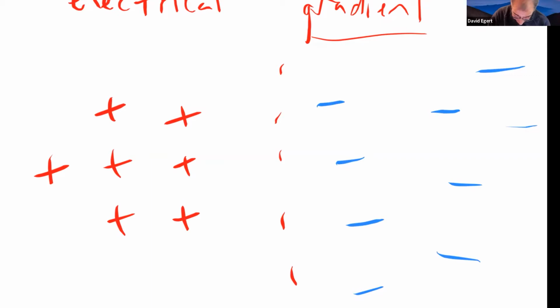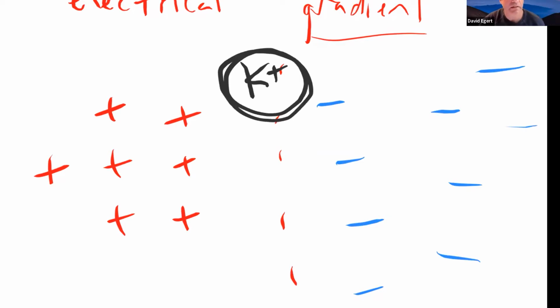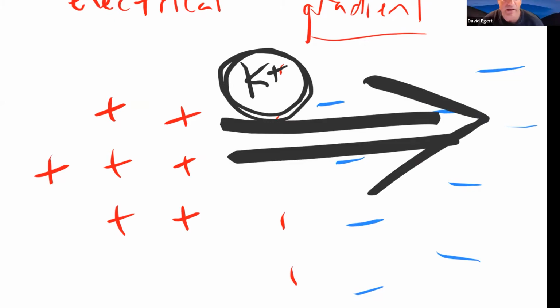Let's say I take a potassium ion, a K+, and I put it in this electrical gradient. What's going to happen to it? Where's it going to go? What kind of forces will be on it? It's going to get pulled over to the negative side, attracted to the opposite charge. And how strongly it's getting pulled there is going to depend on how steep this gradient is, how negative it is compared to the place where it is.